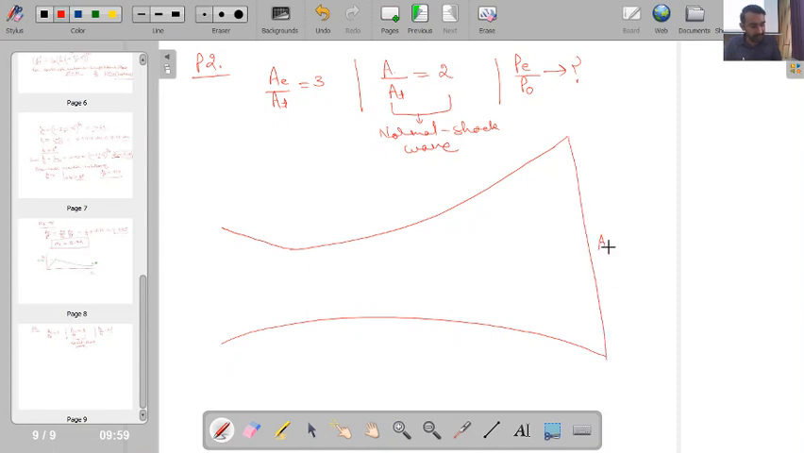This is your AE, area at exit. This is your area at throat, and then it is given in the question that I have somewhere the presence of a normal shock wave. Okay, and where this normal shock wave is forming, corresponding to that my area is A. So A by AT ratio is 2 and AE by AT ratio is 3, and you are given a task to calculate PE by P naught. Fine. Is it okay?